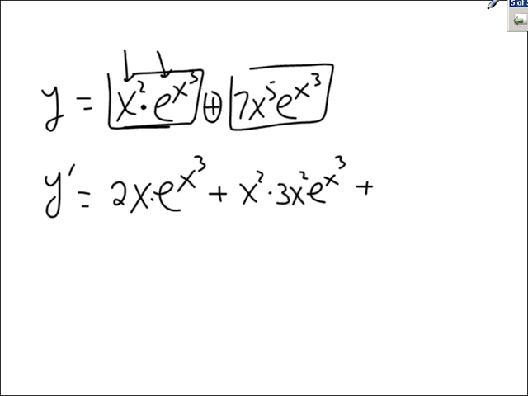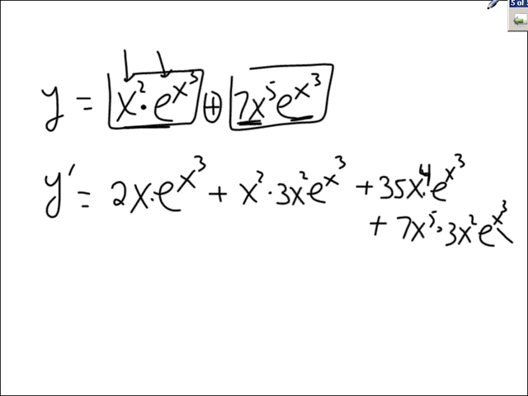Plus, now you can factor out the 7, or you can call 7x to the fifth the first term, and e to the x cubed the second term. So it's the derivative of the first term times the second, e to the x cubed, plus the first, 7x to the fifth, times the derivative of the second. So e to the x cubed times 3x squared.